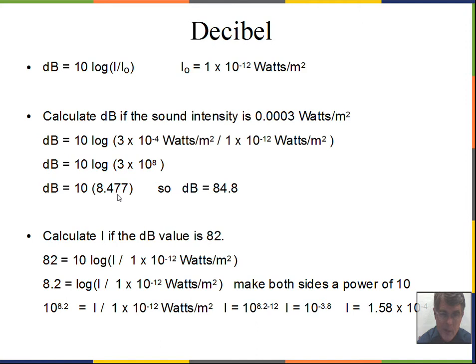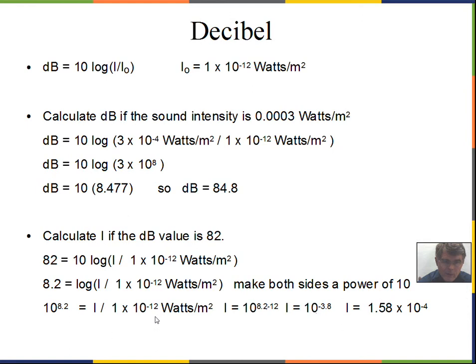Let's go at this a different way. Suppose we want to calculate the intensity when we know that the decibel value of the sound is 82 decibels. So now we put in 82 on the left side, equals 10 log. Now the unknown is I, and it's a little bit complicated because this I is under the control of the logarithmic function. So my first step here is to divide the 82 by 10, and we get 8.2 on the left side.